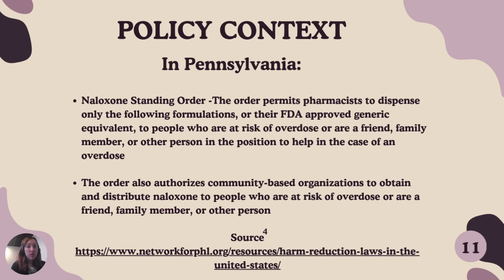So I wanted to add a little bit as an example of a recent policy effort here in Pennsylvania, which is where I live. There is a naloxone standing order, which permits pharmacists to distribute only the following formulations or their FDA-approved generic equivalent to people who are at risk of overdose. So naloxone is a drug that helps reduce overdose deaths, and in Pennsylvania, the order also includes authorizing community-based organizations to obtain and distribute naloxone to people at risk of overdose. You see it in the pharmacies.